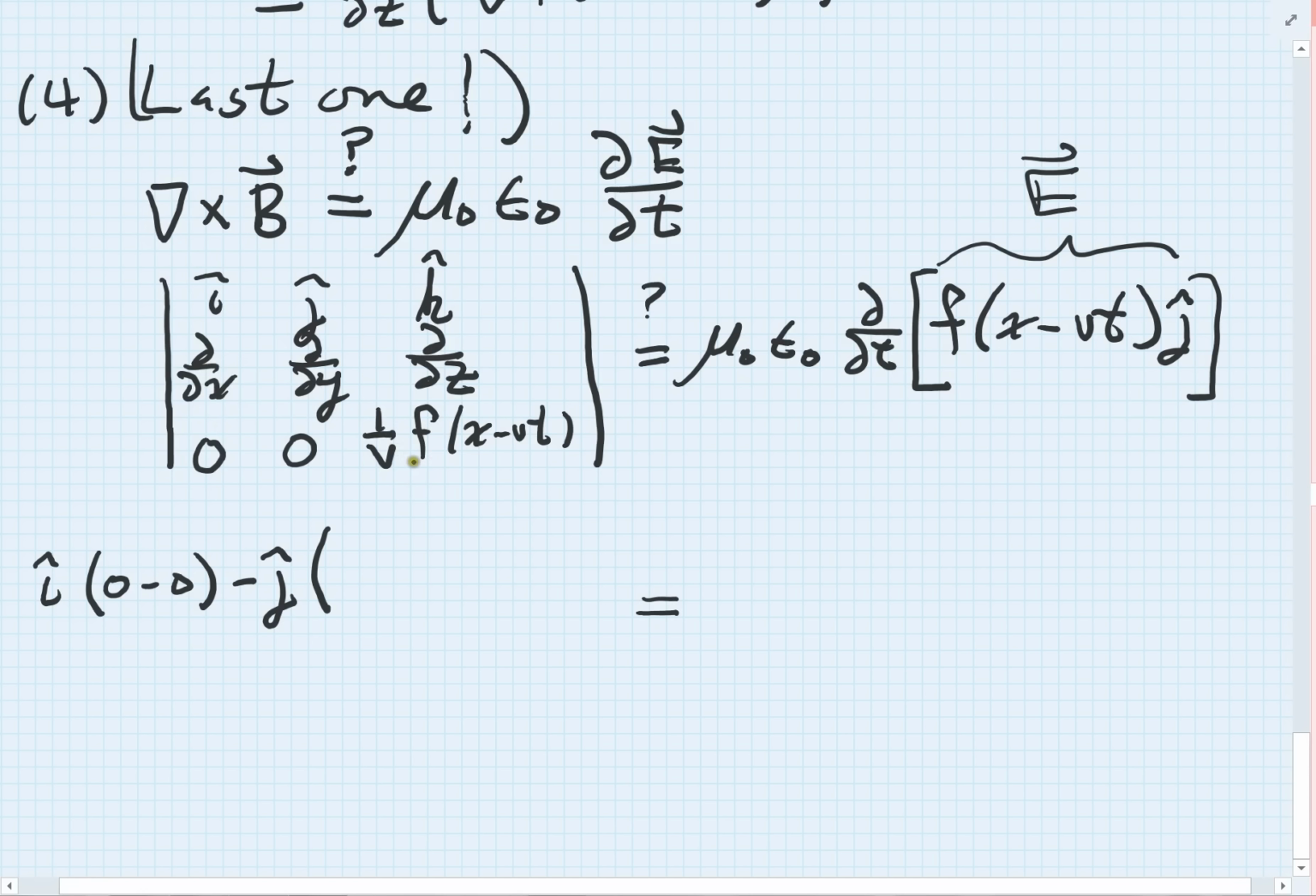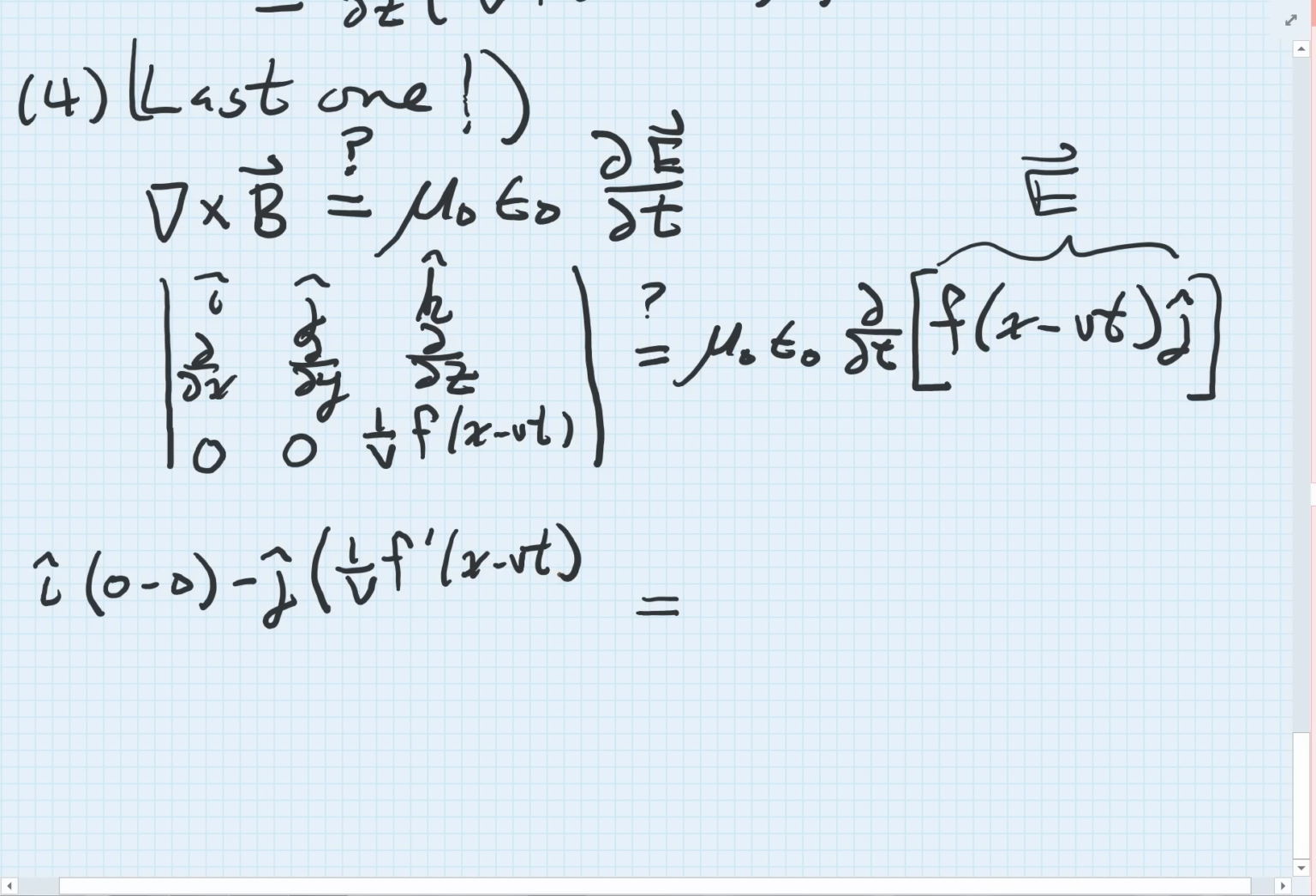So we have this first term to consider, the x derivative of this combination. Well, there's a constant 1 over v that comes out of the derivative. So I'll have 1 over v. And then the x derivative of f, we've done that before. That gives me the derivative of f with respect to its insides.